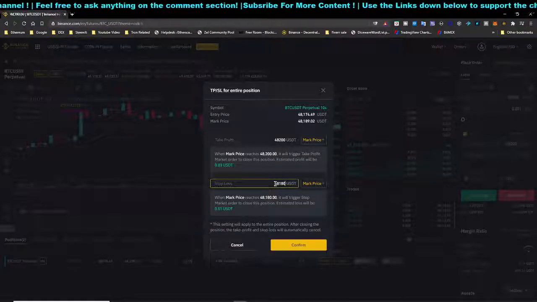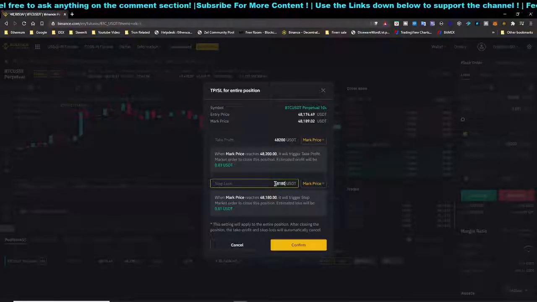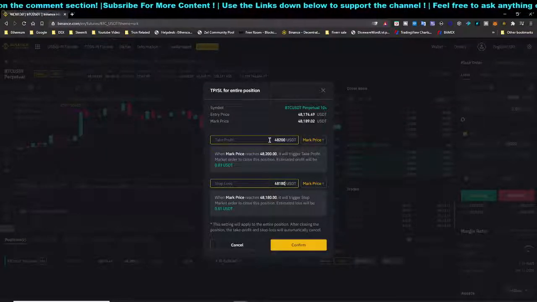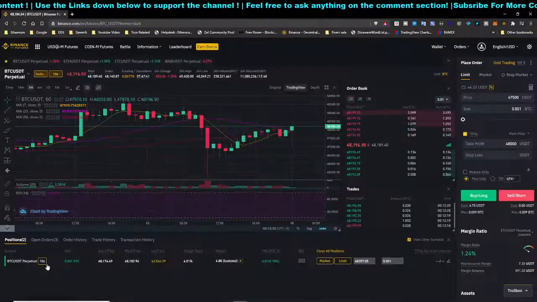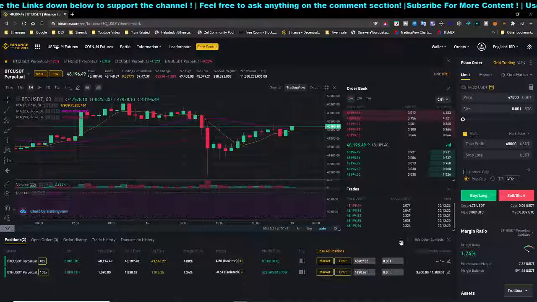Of course, if you are willing to keep the position to generate more income, you do not have to enter the take profit option if you are already in the green zone. It is up to you, your trading style. For example, I'm going to show you my Ethereum position.